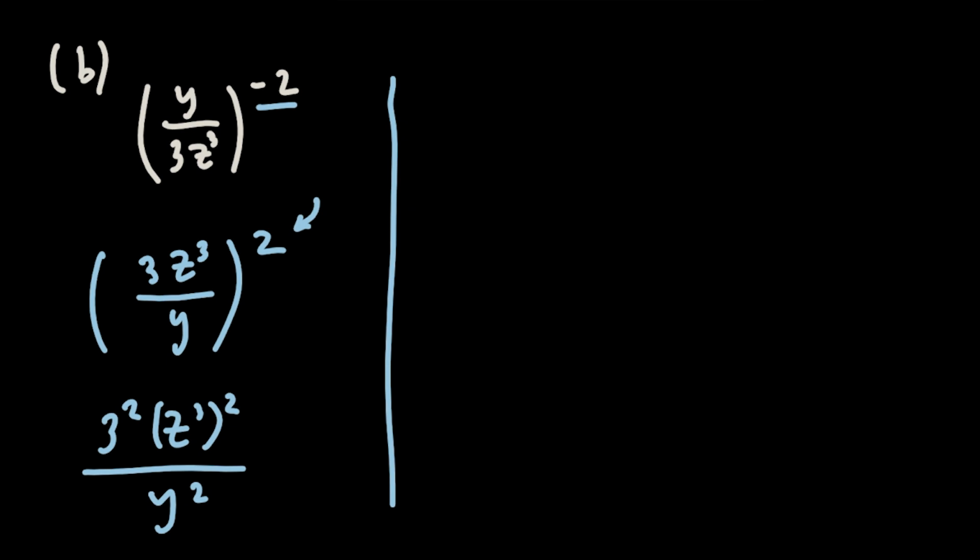So 3 to the power 2 is nothing but 9, z to the power 3, all to the power 2, we'll just multiply 3 by 2, and we will get z to the power 6 over y to the power 2. And this is the final answer.